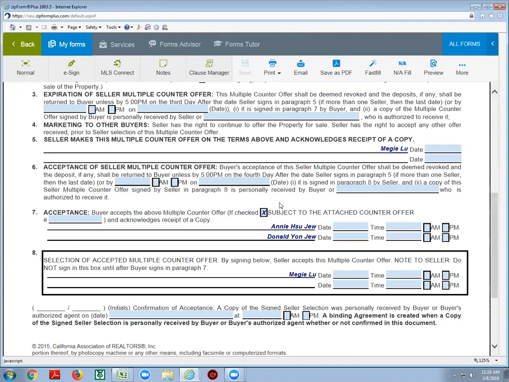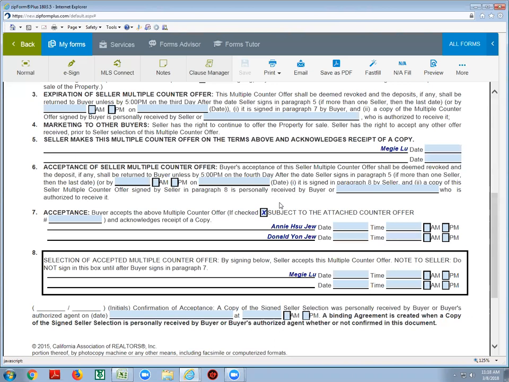Number 3, expiration of a seller multiple counter offer. This multiple counter offer shall be deemed revoked, and the deposit, if any, shall be returned to the buyer unless by 5 p.m. on the 3rd day after the date seller signing the paragraph 5. This is the same as a purchase agreement. 3 days after seller sign. If more than one seller, then the last date.